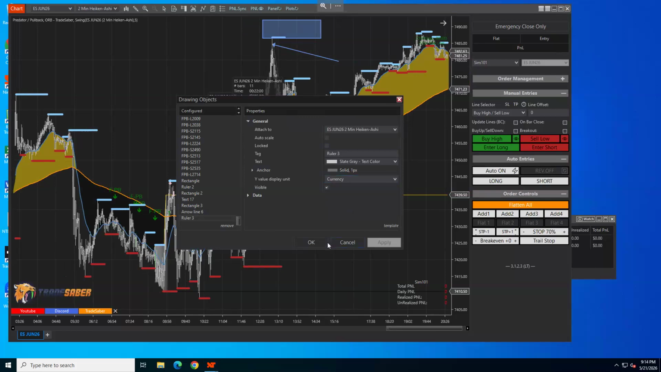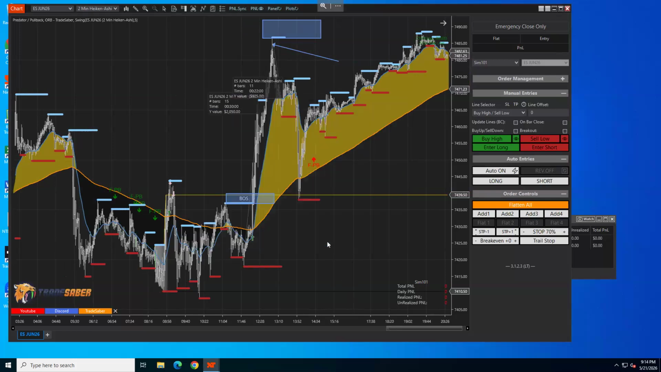There you go. $900 just on that little reverse right there. Nice. See? And that's just day trading. That's just scalping. Getting a little money and getting out.